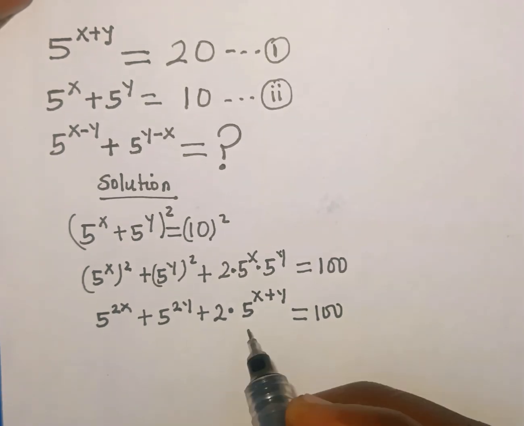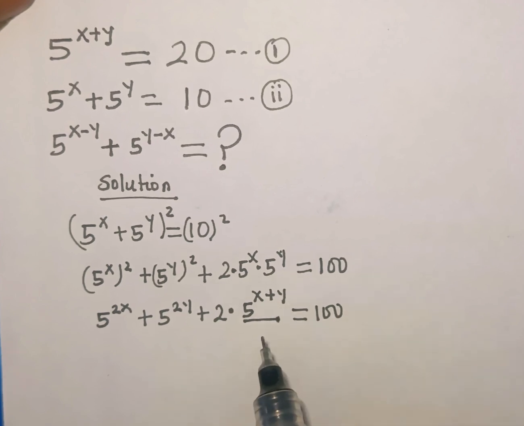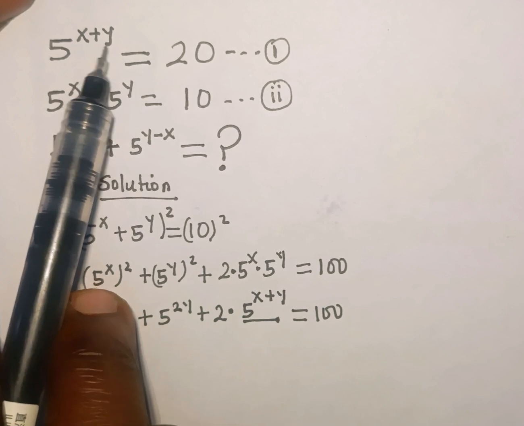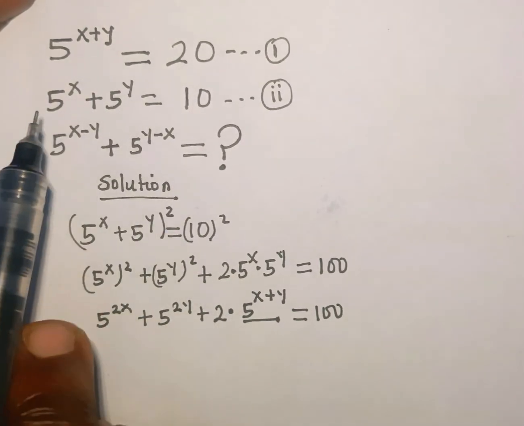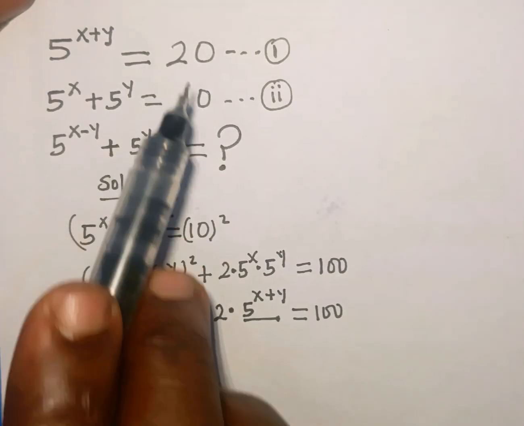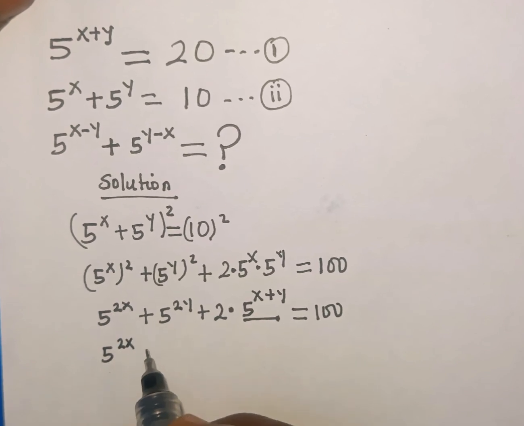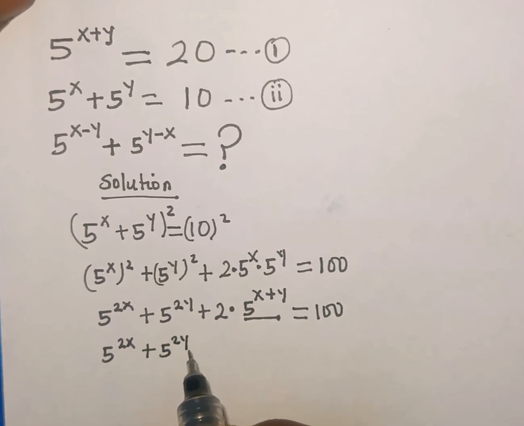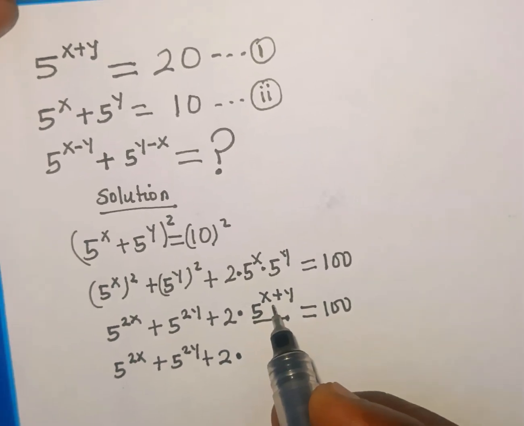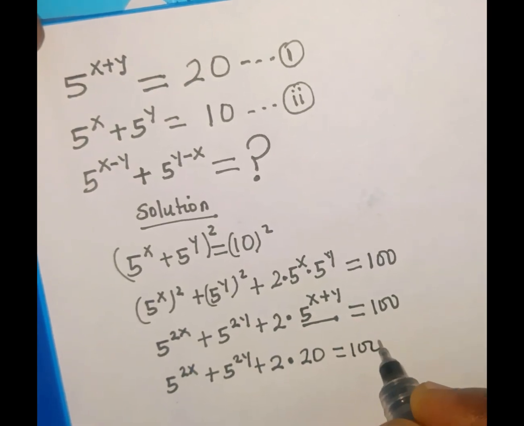So the next thing we're going to do is to observe. Here we have 5 raised to the power of x plus y. And from the given equation, equation 1, we are given that 5 raised to the power of x plus y is equal to 20. So therefore, in place of 5 to the power of x plus y here, we're going to write 20. So we're going to have 5 raised to the power of 2x, plus 5 raised to the power of 2y, plus 2 multiplied by 20, so everything will be equal to 100.